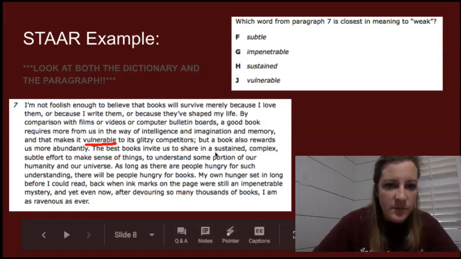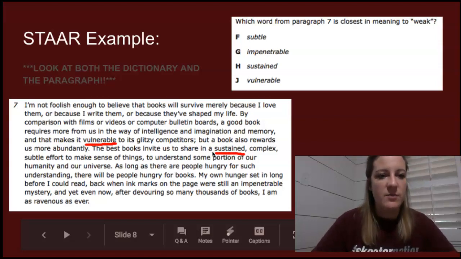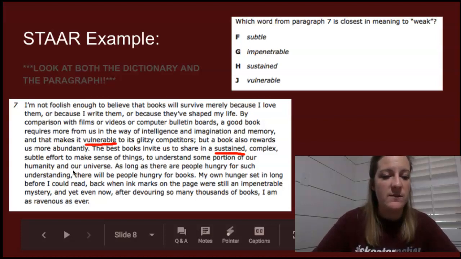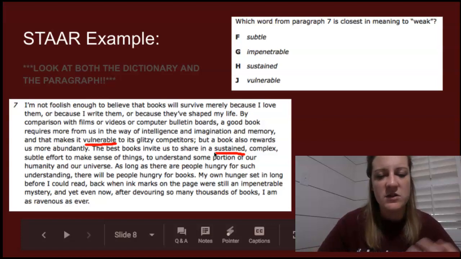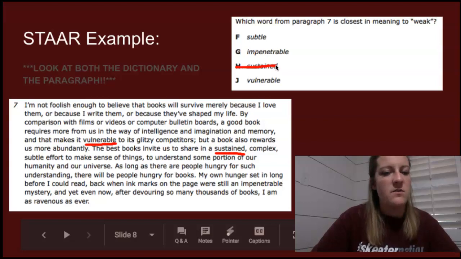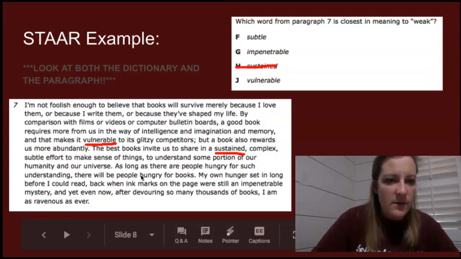Sustained is right here. So the best books invite us to share in a sustained, complex, subtle effort to make sense of things, to understand some portion of our humanity and our universe. So if we're looking at the word sustained in this context, I don't think it necessarily has anything to do with being weak. The best books invite us to share in a sustained, complex, subtle effort. So it's just talking about continuity. So sustained is not the right answer.